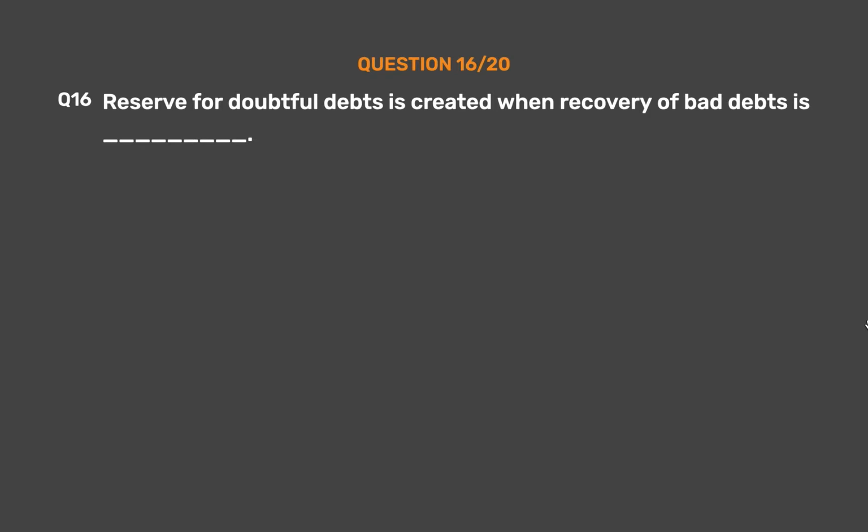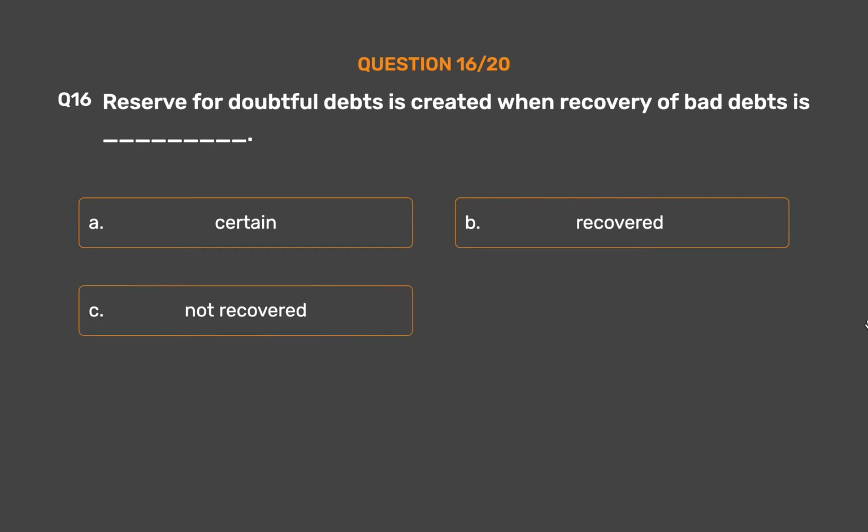Question number 16. Reserve for doubtful debts is created when recovery of bad debts is underscore. Option A, certain. Option B, recovered. Option C, not recovered. Option D, doubtful.